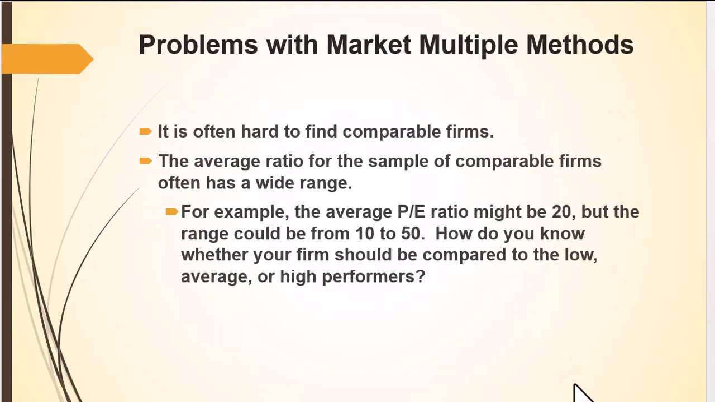So I think we just want to kind of end this video, right? Let's talk a little bit about these multiplier models first. It's very hard to find comparable firms since no company is ever going to be identical. And the average ratio can be a very wide range. So the average PE ratio might be 20, but the range could be from 10 to 50, right? So how do you know whether your firm should be compared to the low, the average, or the high performers? It's a little bit difficult to use these comparable firms.